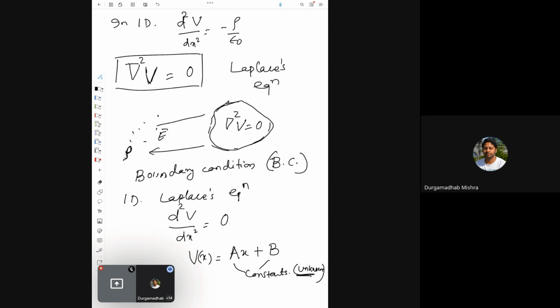So in order to find v, we need a boundary condition. If you apply this boundary condition, we'll be able to say a and b will be known. Okay, so how many boundary conditions do we ideally need? In this case, we need two boundary conditions because we have two unknowns, a and b. So at least we need two equations.